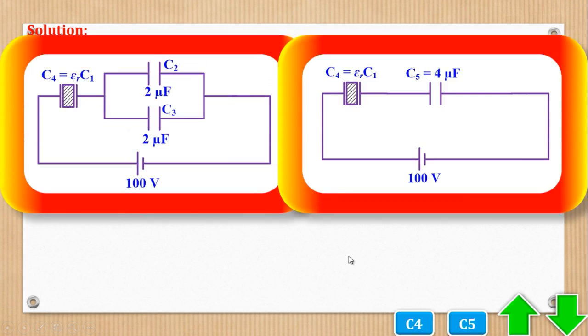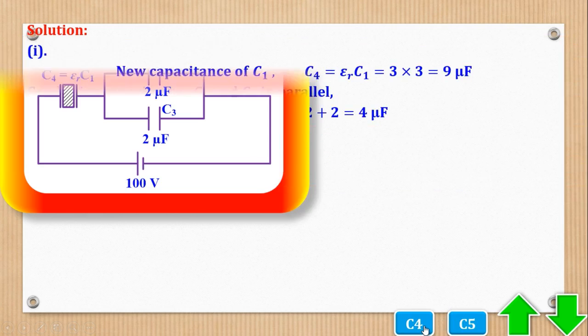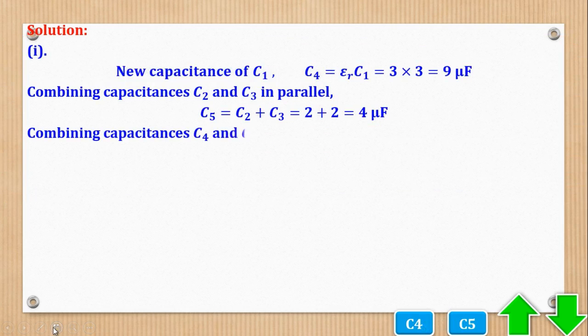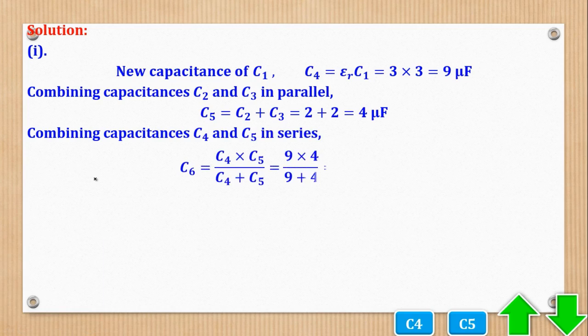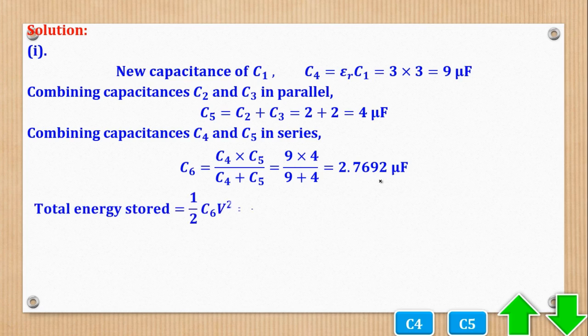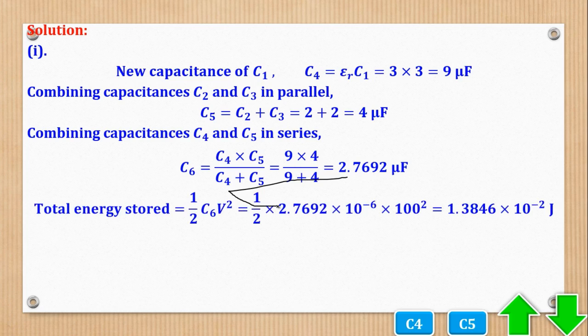So initially, this is what happened. We put a dielectric here and the new capacitor is now C4. And after combining these two in parallel, we come up with this circuit. So this C4 and C5 are in series. Therefore, I'm going to combine the two capacitances in series by using the formula of product over sum to get the total capacitance as this. Therefore, total energy is equal to half total capacitance multiplied by total PD squared to give you this as the total energy. That was Roman 1. What about Roman 2?